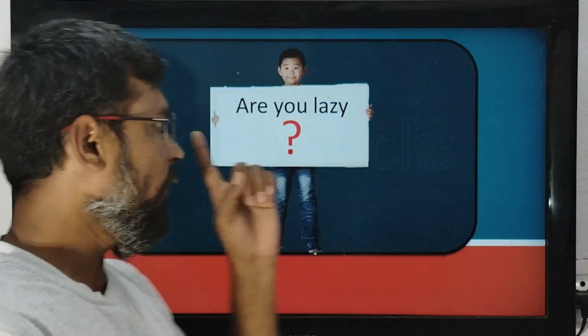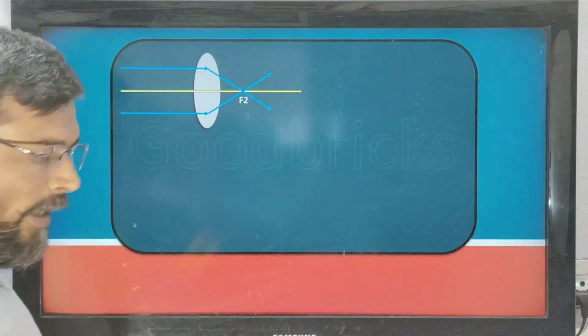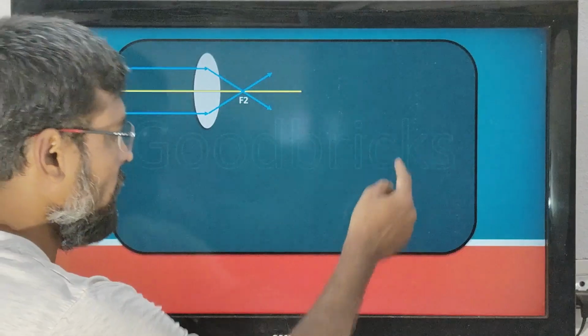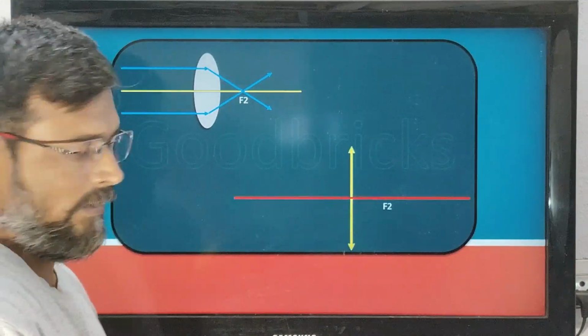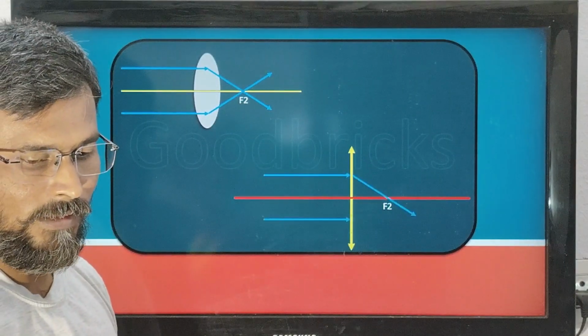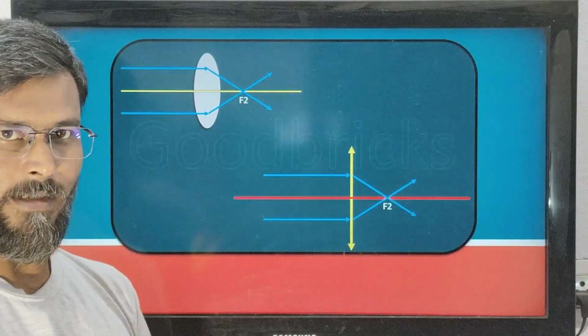Again, are you lazy? Are you a lazy student? If you are a lazy student, what will you do? Instead of drawing this lens as shown here on the screen, you will draw the symbol of this double convex lens as shown here. Again, the rules are the same. See here, you can see the animated rays of incident and refracted.